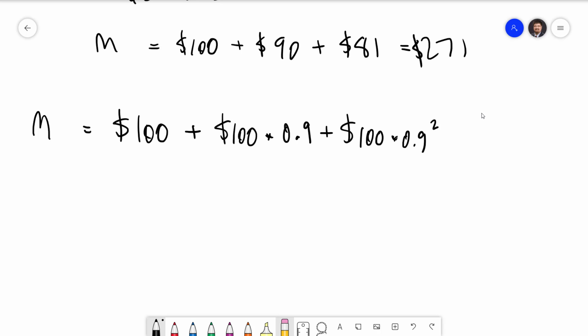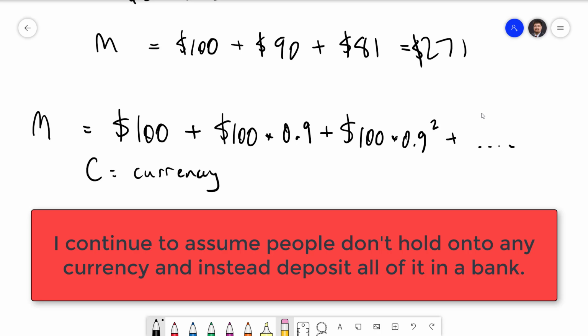And this is going to keep going. At each term, we add one more to the exponent, and that just keeps going on forever. Of course, as those exponents get bigger, the numbers get smaller and smaller and smaller. What we have here is a geometric series. We can see a pattern emerging here, so let's generalize this into a formula. Suppose that C is the amount of currency in the economy. R is still the reserve ratio.